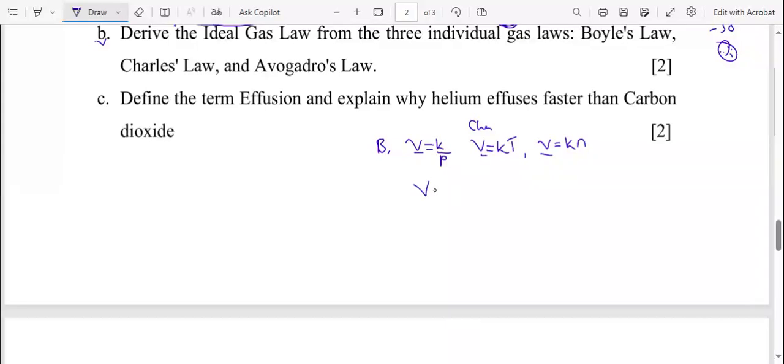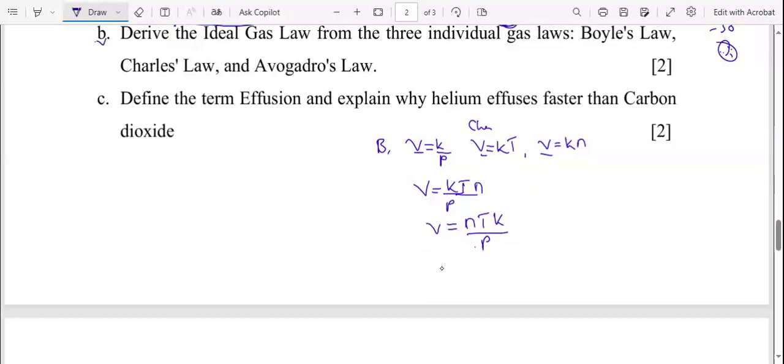So the volume under Boyle's gives what? Over pressure. There's always a K, by the way. The volume under Charles is directly proportional to what? To temperature. The volume under Avogadro's is directly proportional to the number of moles. So this means that V is equal to K, or let me say R T K, over P.